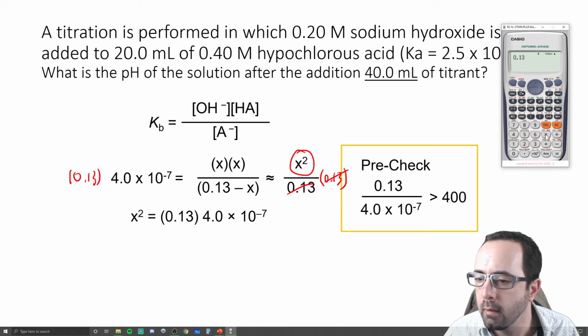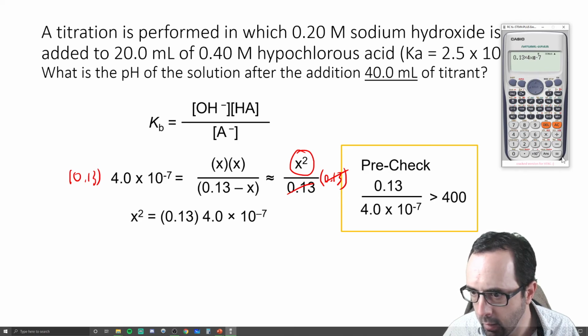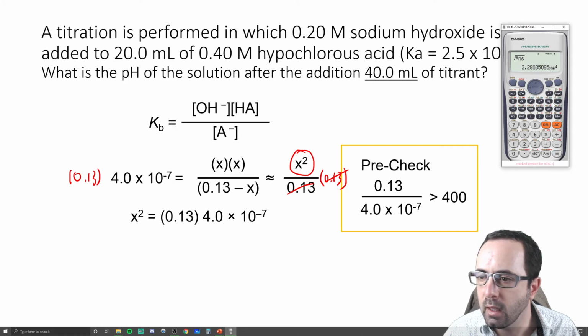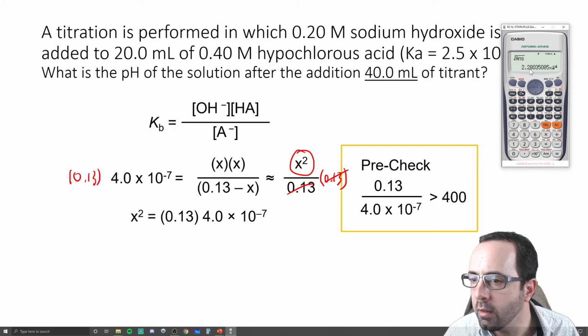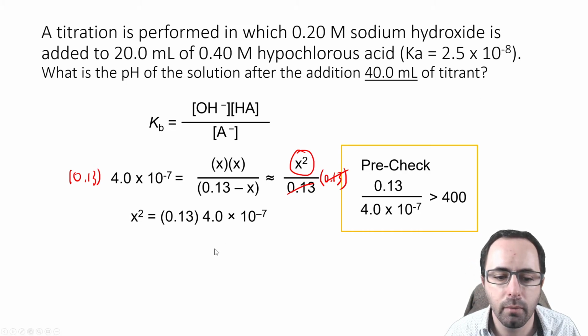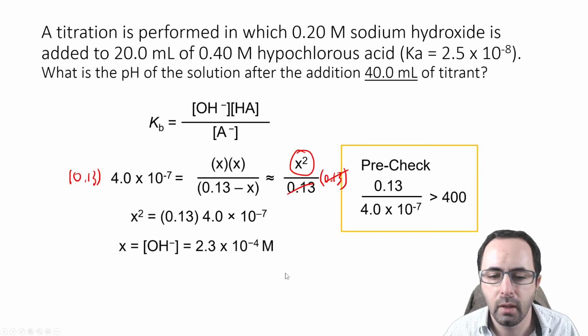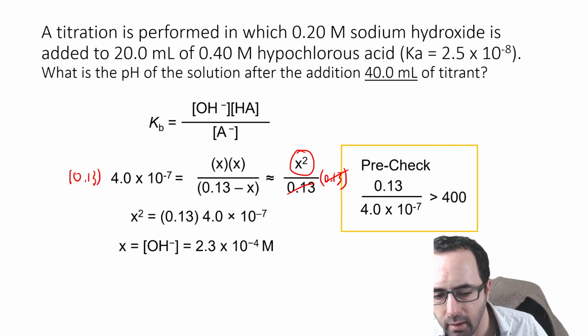0.13 times 4 times 10 to the minus 7 equals this. And now we're going to take the square root of that to get x. Square root of the answer, and we get 2.3 times 10 to the minus 4. That's x, and that is the concentration of hydroxide here.